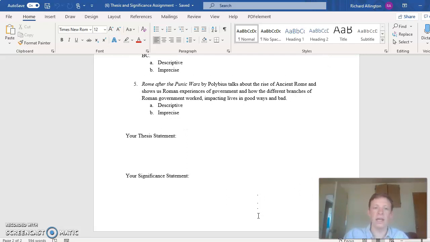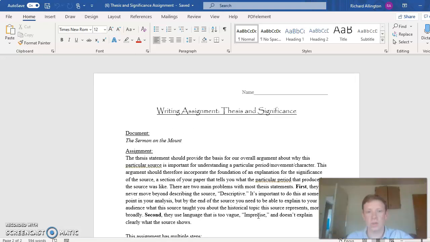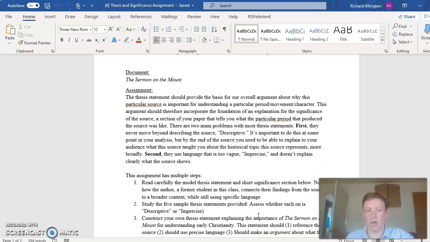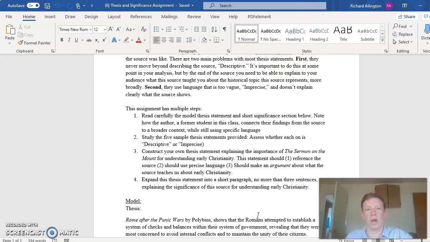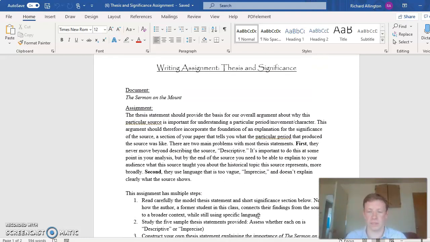And then lastly, building off seeing the model, seeing the good standard, seeing the weaker examples, I want you to construct your own thesis statement and your own significance statement on the source, the Sermon on the Mount. So not on the Polybius source, that's just an example that I'm providing here, but on the Sermon on the Mount that we're reading this week.